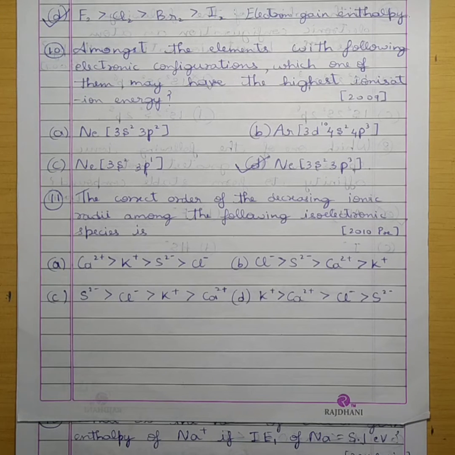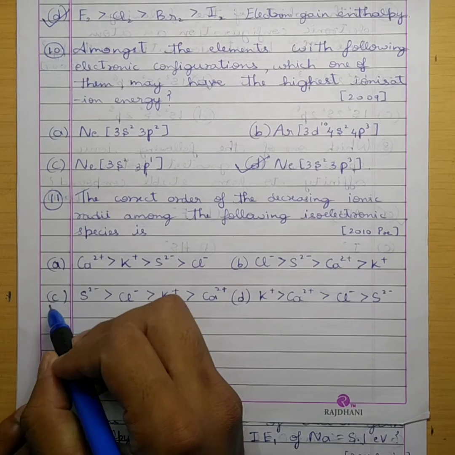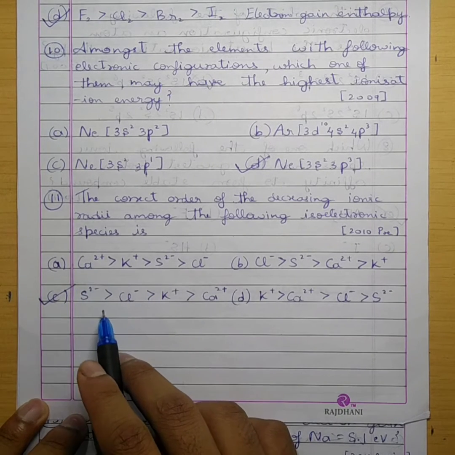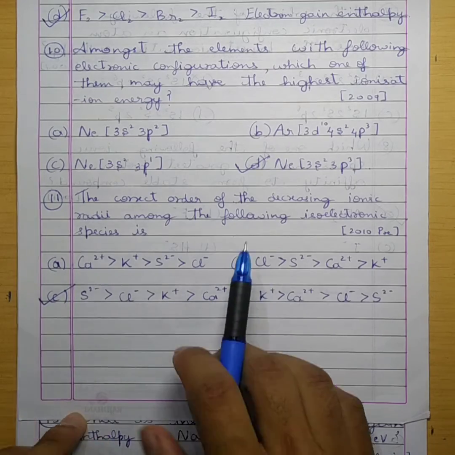Among isoelectronic species, ionic radii increase with increase in negative charge because the effective nuclear charge decreases. Similarly, ionic radii decrease with increase in positive charge since the Z effective increases. So the correct option is option C. Sulfur, then chlorine, then potassium, then calcium.